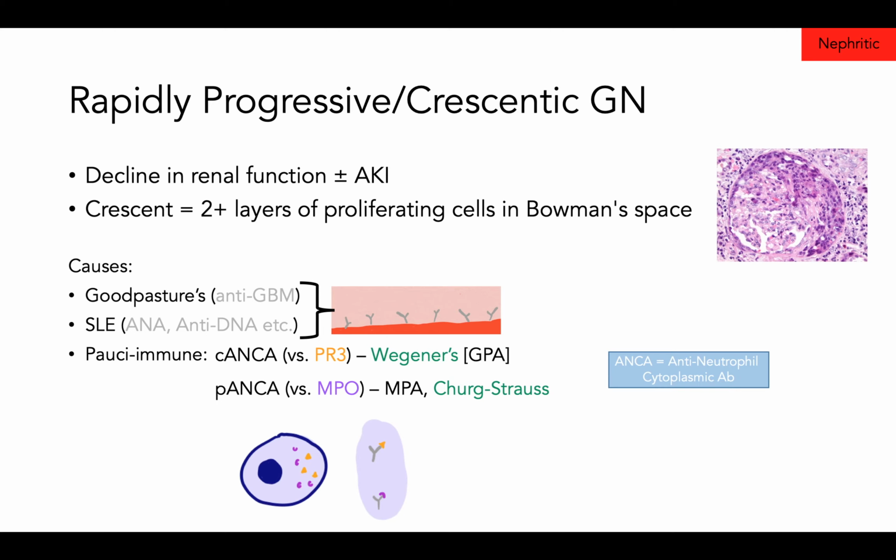Wegener was a German scientist who first characterized this condition. However, he was a Nazi German scientist, and so we're not supposed to say Wegener's anymore, we're meant to call it GPA. But be aware of both names because of older textbooks, older consultants, etc. And the second type is called P-ANCA. Now P stands for perinuclear, so this is an ANCA directed against an enzyme myeloperoxidase, which tends to hang out a bit nearer the nucleus of neutrophils. And P-ANCA is found in 2 conditions, microscopic polyangiitis and Churg-Strauss disease.